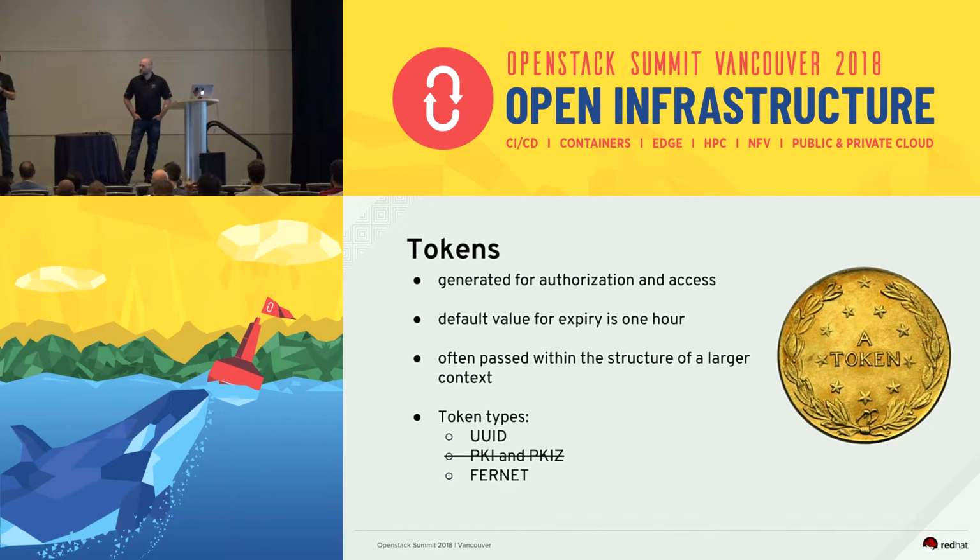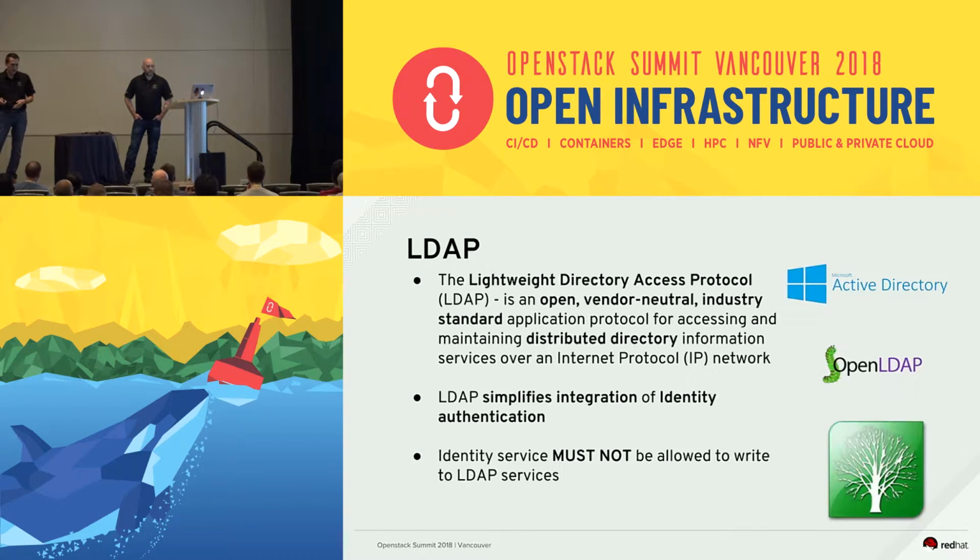But this token process evolves all the time, right? So expect in the future there's going to be something else, right? Fernet is going to become the new UUID. I think there's some work towards JWT going on as a next generation token. So just keep that in mind. It's going to evolve. All right.